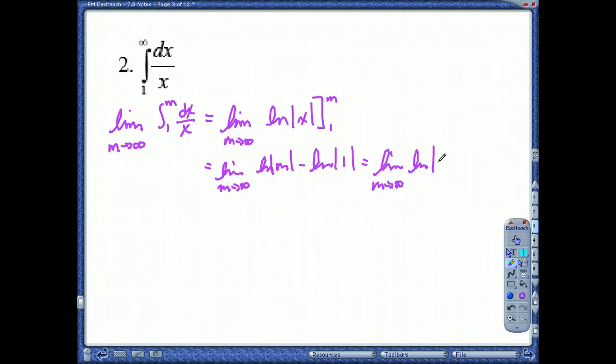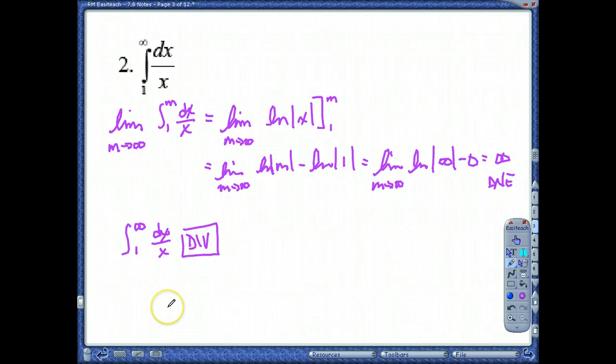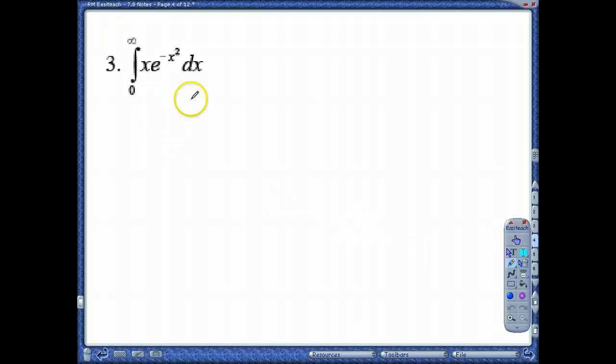If you said 0, you are correct. So we've got the natural log of infinity minus 0. Okay, that's going to infinity, which means it does not exist, which means this guy diverges. Okay, so not too bad. One last example in this little possibility here.